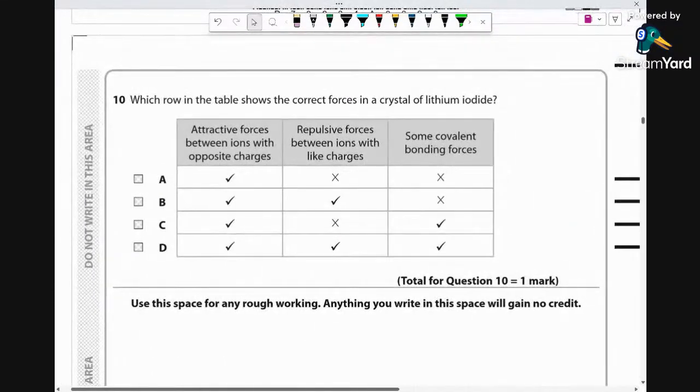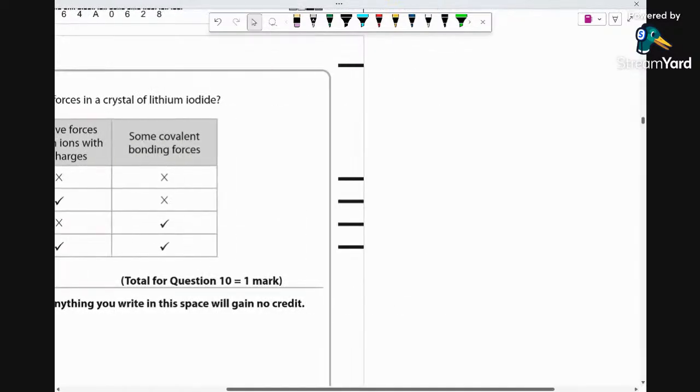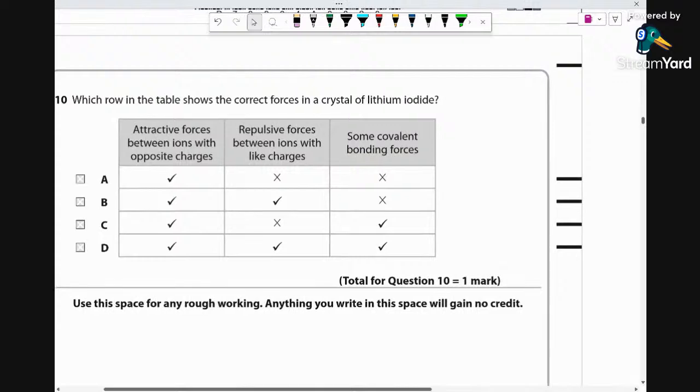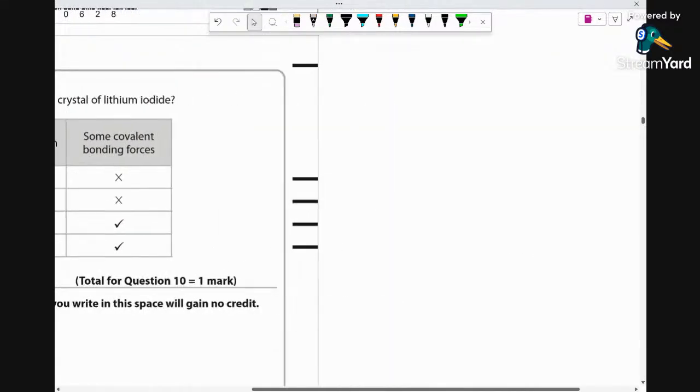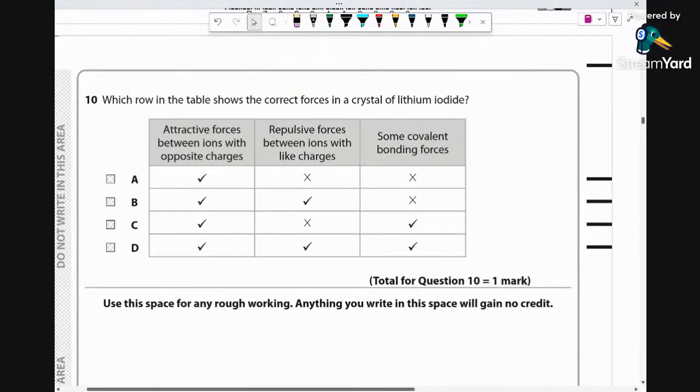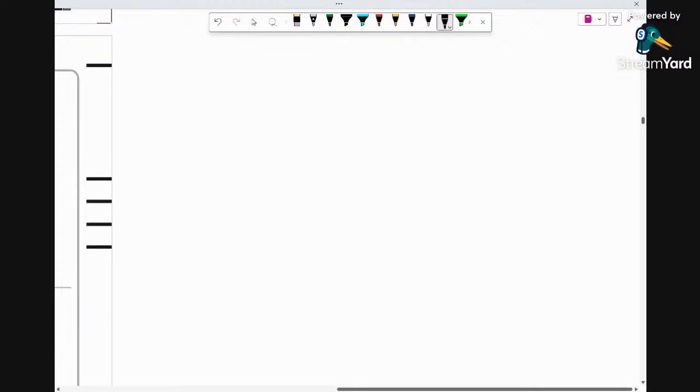Okay. Which row in the table shows the correct forces in a lattice of lithium iodide? Okay, that's an interesting question. Lithium iodide is a molecular crystal. Oh no, oh blimey, that's really tricky. Oh guys, that's really odd. Lithium and iodine, it's ridiculously, oh wow. Okay, I might get this one wrong, folks. I'm just telling you my thoughts. Lithium is a very bizarre ion. Whenever I teach, I avoid lithium. Isn't it ionic?